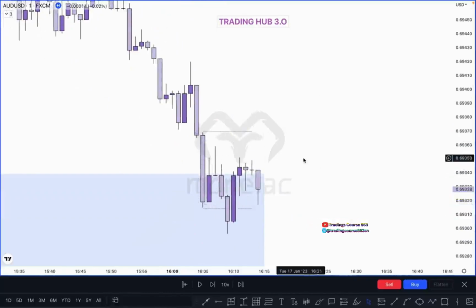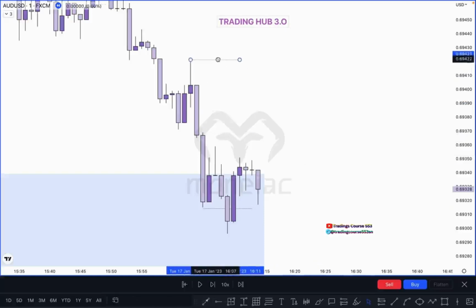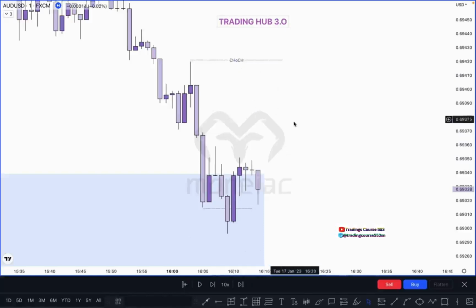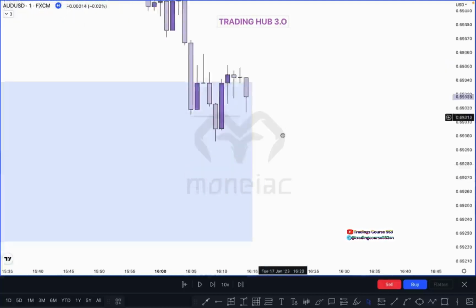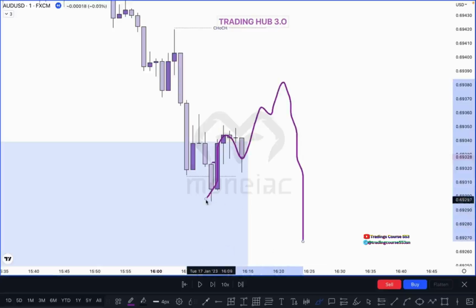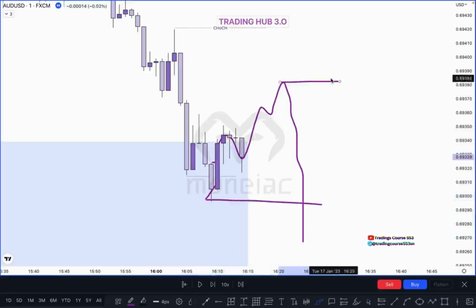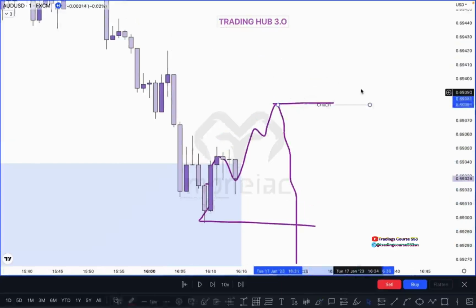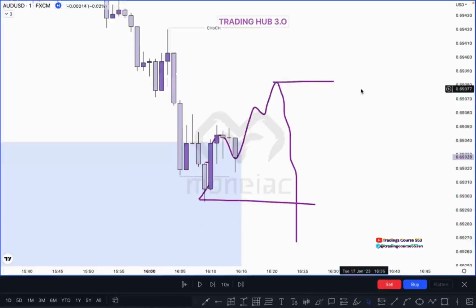Okay, so where is our first pullback? The first pullback is here. Okay, so this is our change of character here. Price must break this high. If the market breaks this high, then definitely we can take entry here. If the market does not take out this high, and if the market creates another pullback here, possibly here, because the market broke this high, so this becomes our valid pullback and the market can go higher and push downside like this. Okay, so this high becomes our new change of character, something like this. So let's see what happened next here.